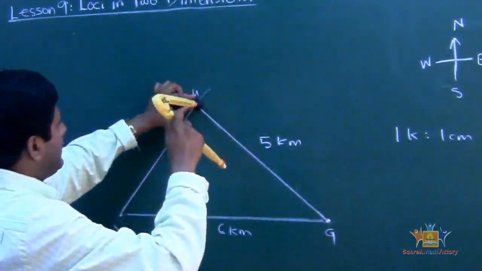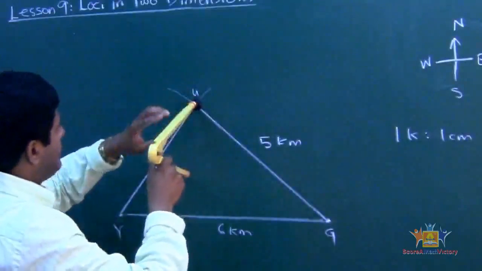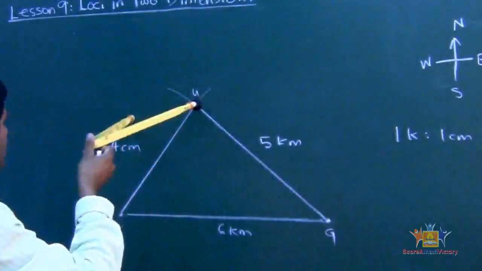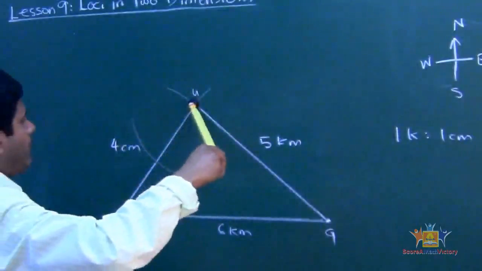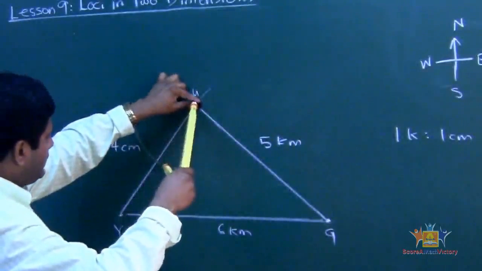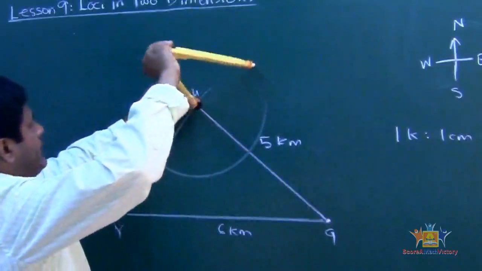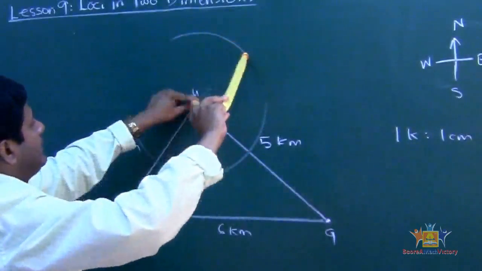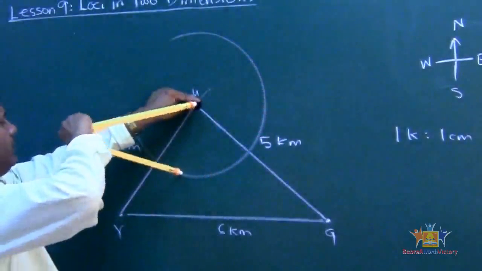So from your uncle's house, we want to create a locus. That means these are the possible locations of the park.